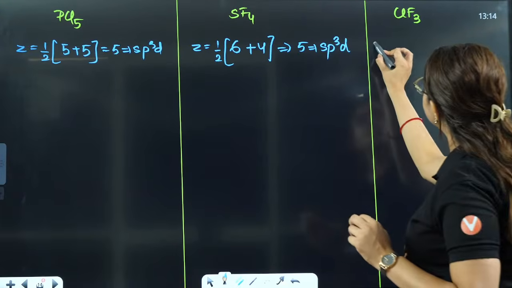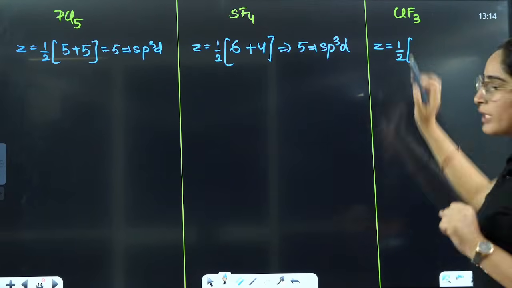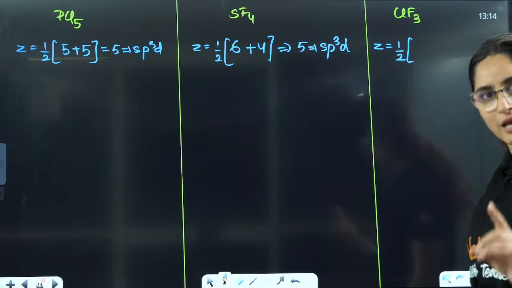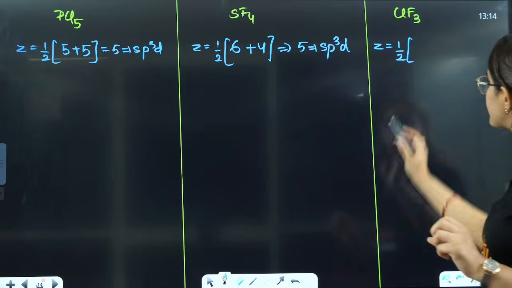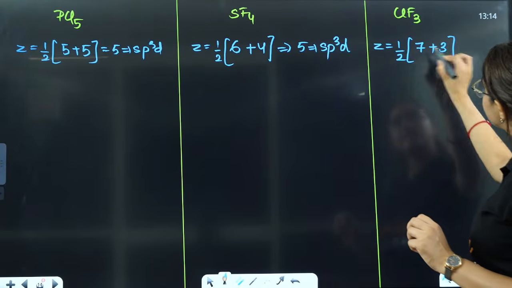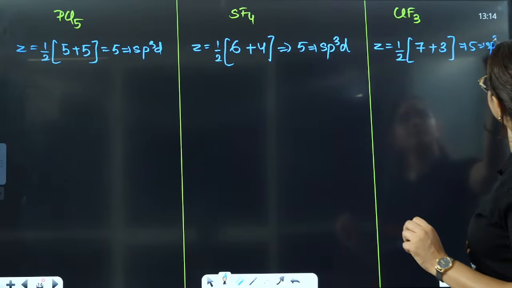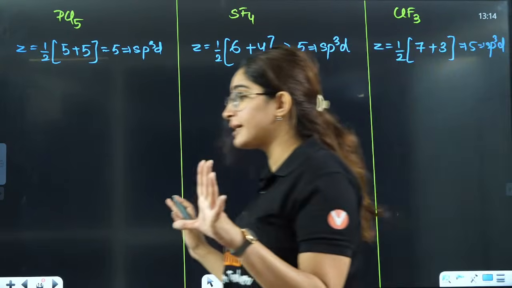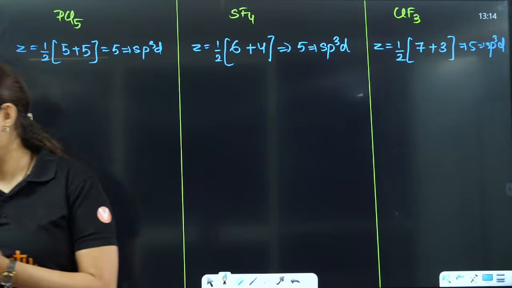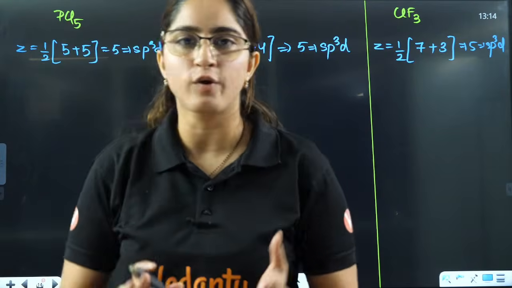Achha, now let's see this. Z is equal to half. Again, chlorine is a halogen. Halogen has 7 outermost electrons, 7 valence electrons, plus 3 monovalent. 7 plus 3, 10 by 2 is 5. That is sp3d. Now it is clear why it is always sp3d hybridization, and why the geometry is always trigonal bipyramidal.